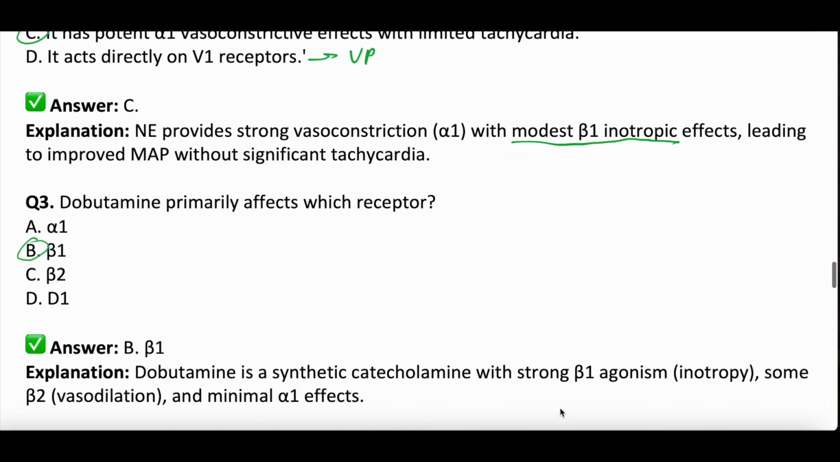Dobutamine is a synthetic catecholamine. It has strong beta-1 agonism, also known as inotropy. It does have some beta-2 agonism, vasodilation, which causes a decrease in the MAP or blood pressure. But this is a secondary mechanism.